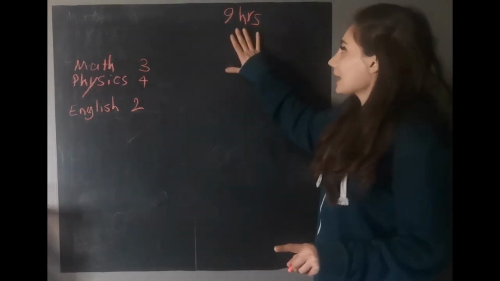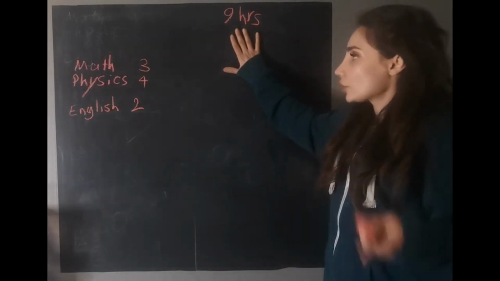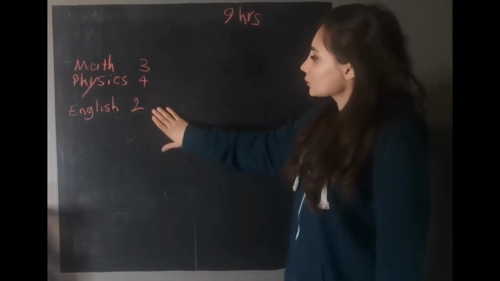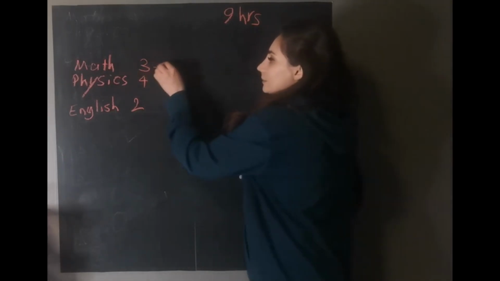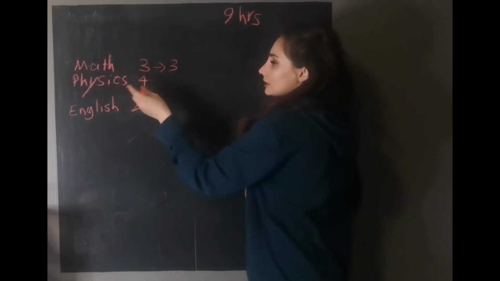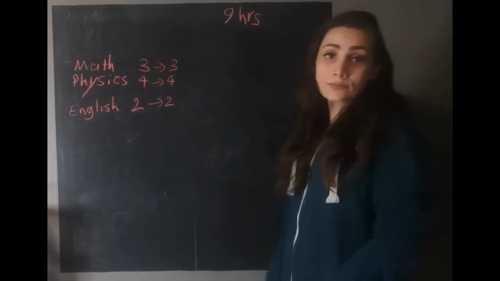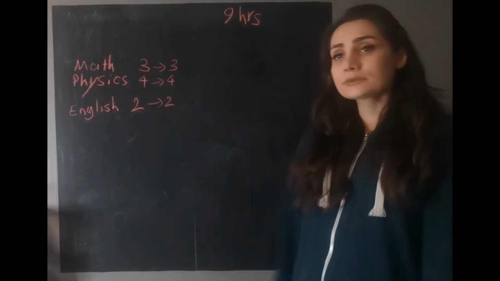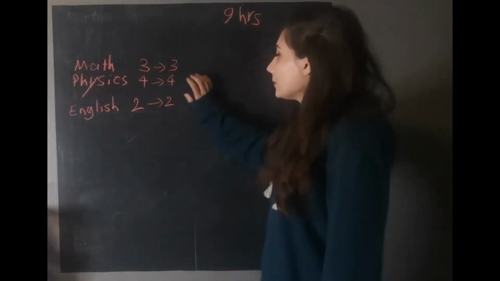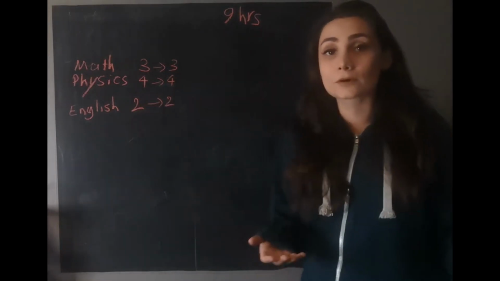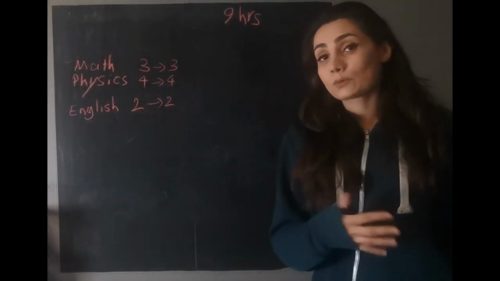And then I'm going to say I have 9 hours to study. So I have a limited time. Since these add up to 9, I'm going to put 3 hours to study math, 4 hours to study physics, and 2 hours to study English. And I started studying these courses and I realized that maybe physics is not as difficult as I thought, but English is more difficult than what I thought.